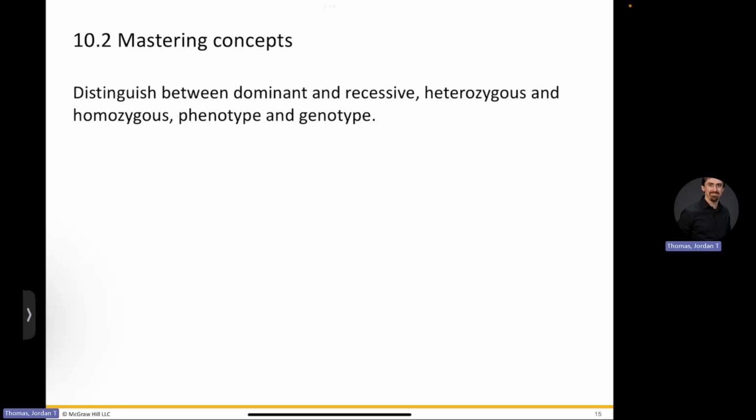Phenotype is the physical characteristic. So it's seed color that can be yellow or green. And genotype is the actual genes. So they can be big Y, big Y for homozygous dominant, big Y, little y for heterozygous, or little y, little y for homozygous recessive.